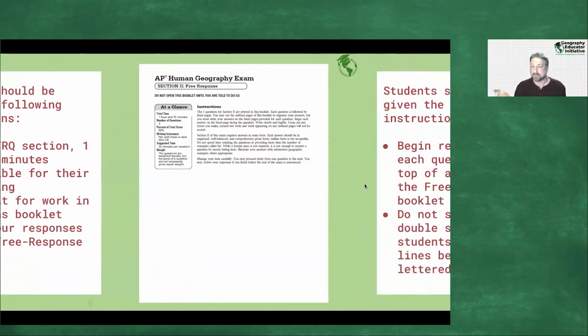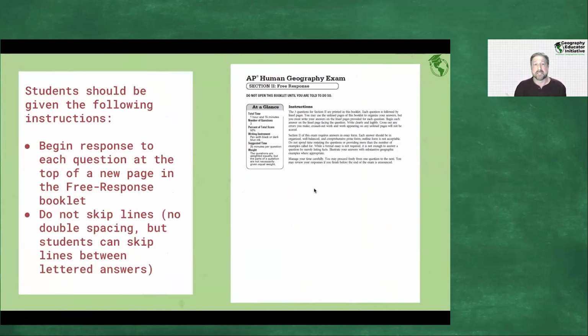So what does that look like? All right, so the students should also be told to begin the response to each question at the top of a new page. And this one, this might be the most important thing in my section here.